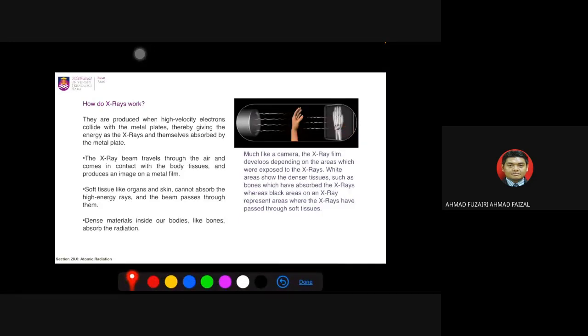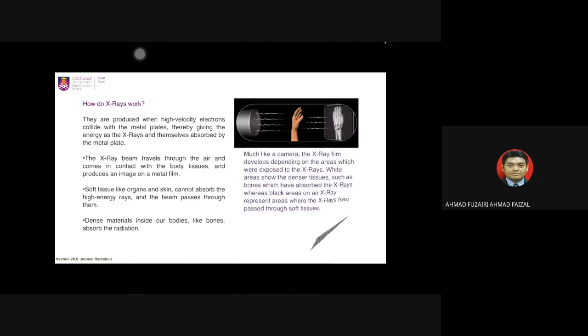Soft tissue like organs and skin cannot absorb the high energy rays and the beam passes through them. So the dense materials inside our bodies like bones absorb the radiation. So white areas show the denser tissues such as bones, which have absorbed the X-rays, whereas black areas on the X-ray represent areas where the X-rays have passed through soft tissues.